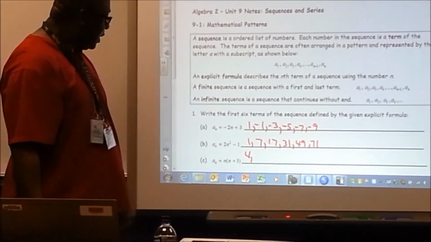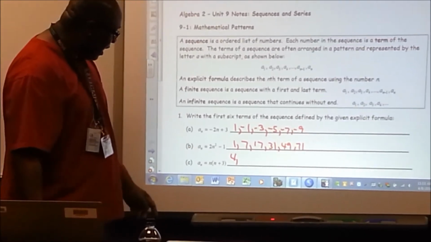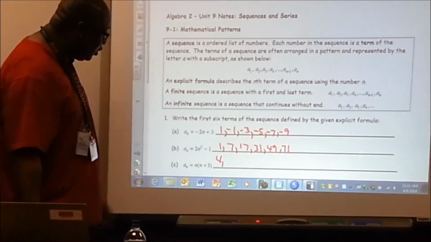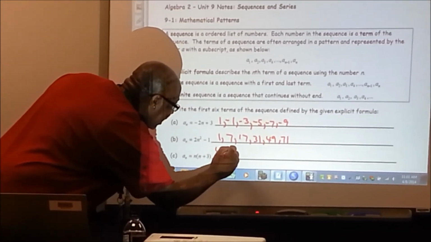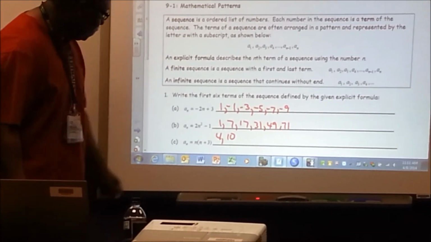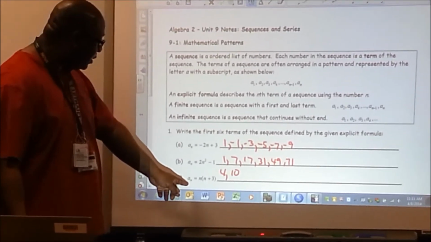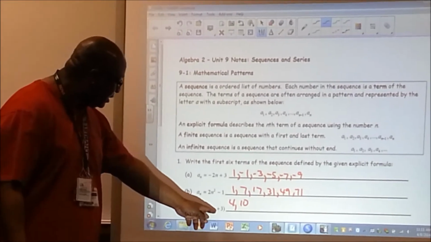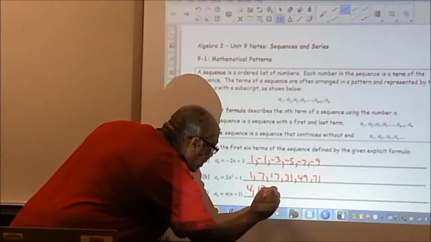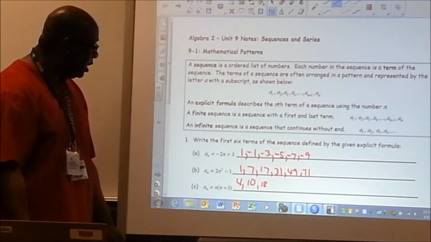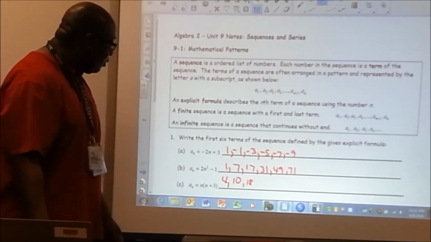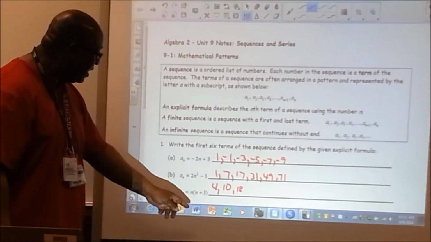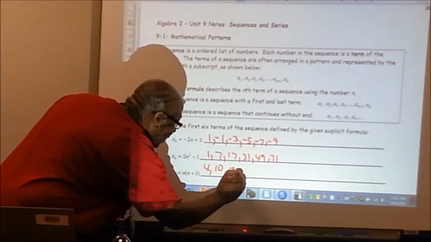A of 2 is going to be 2 times 2 plus 3. 2 plus 3 is 5 times 2, that should give us 10. A of 3 should be 3 times 3 plus 3. 3 plus 3 is 6 times 3, that should give us 18. A of 4 is equal to 4 times 4 plus 3. 4 plus 3 is 7 times 4. That should give us 28.